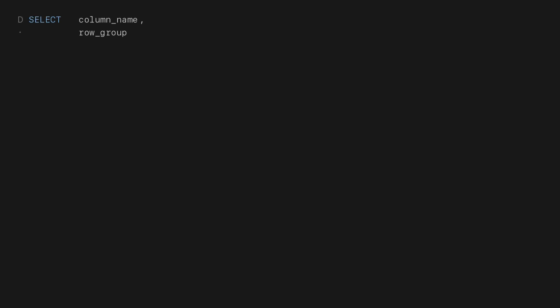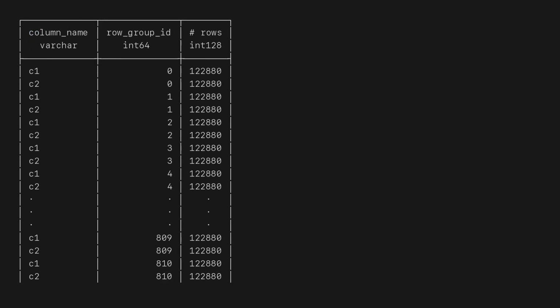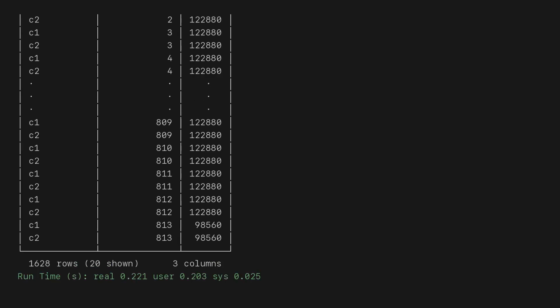Let's group that up to see the two-dimensional layout clearly. Row group 0, C1, about 122,000 rows, C2, about 122,000 rows, row group 1, same, and so on through 813. This is the two-dimensional layout made concrete. Each row group is a horizontal slice. Each column name is a vertical slice. The intersection, a column within a row group, is the unit that gets a zone map.